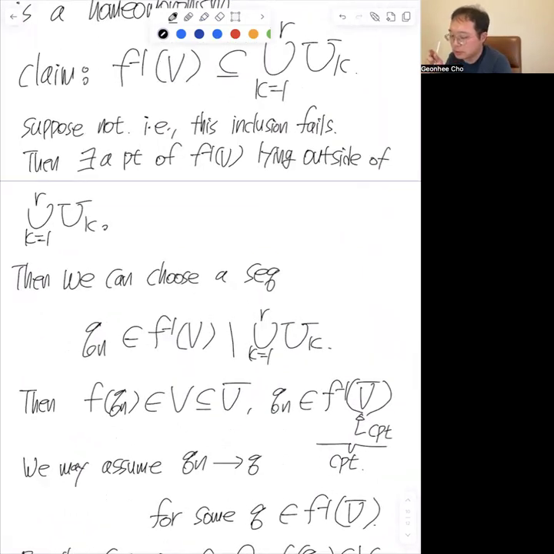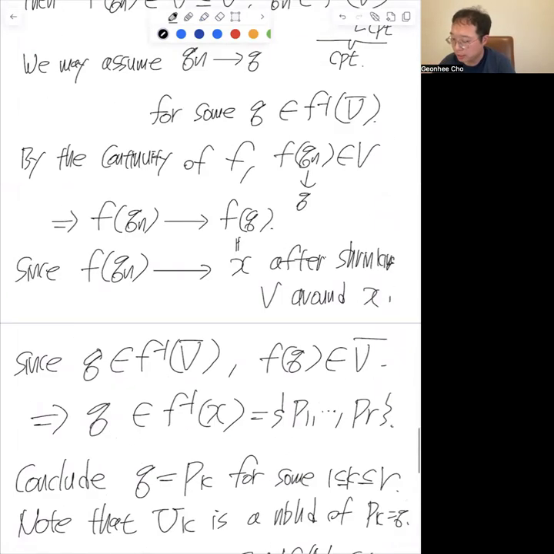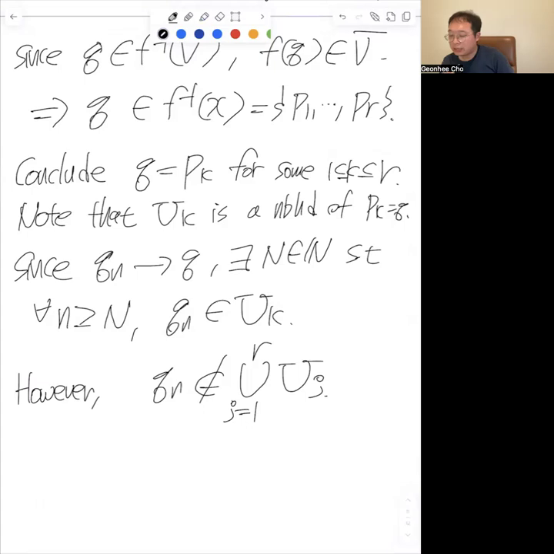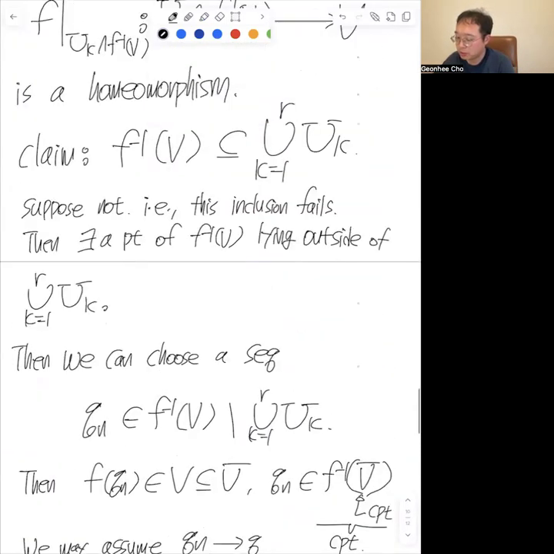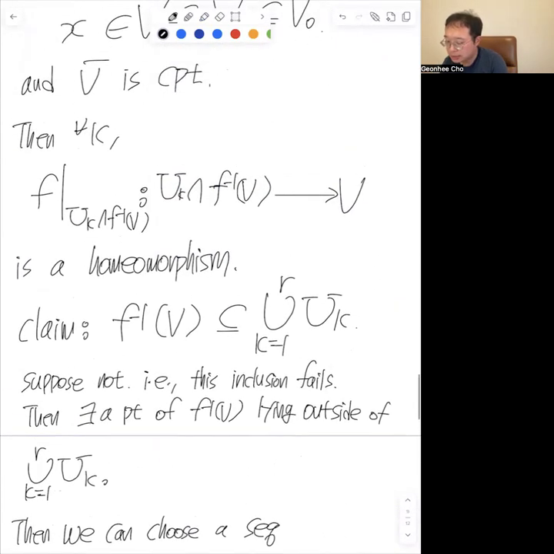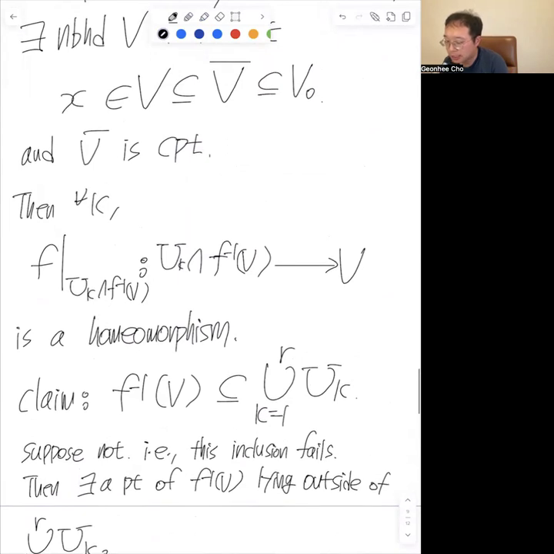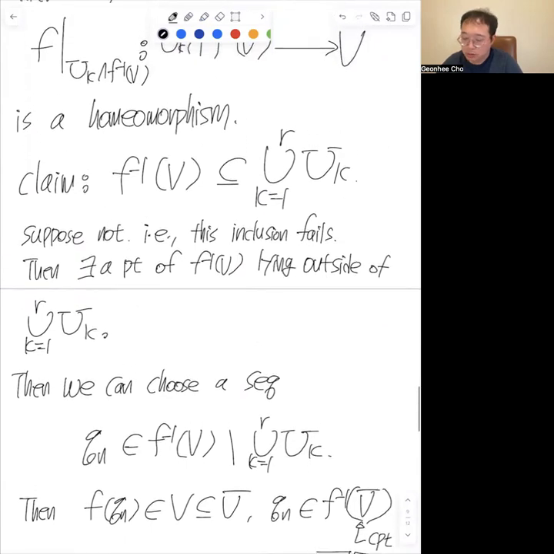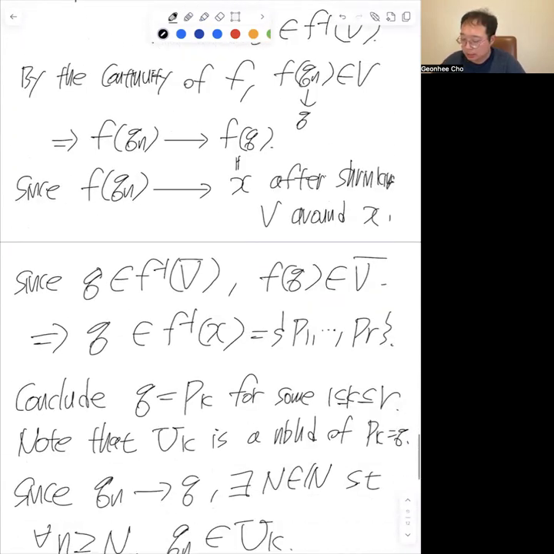The sequence was already selected in the beginning so that it cannot be any point of u sub k, but we also made q sub n, for infinitely many indices, belong to u sub k. Now this is a contradiction, and this contradiction was established by just assuming the inclusion of the claim fails. So now we have established the claim, and once we establish this claim, we are done.